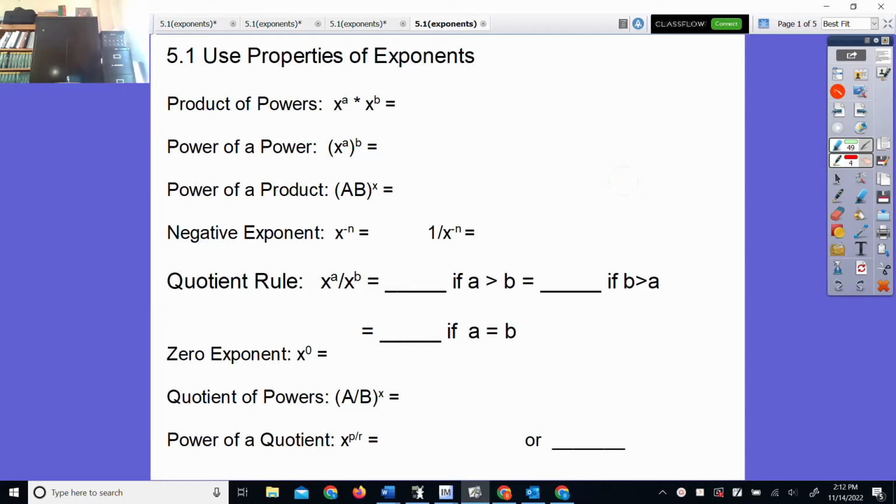This is 5-1. If you've been memorizing, 5-1 will make a lot of sense. If you hadn't memorized anything, 5-1 won't make much sense. Product of powers, x to the a times x to the b. What is it? x to the a plus b.